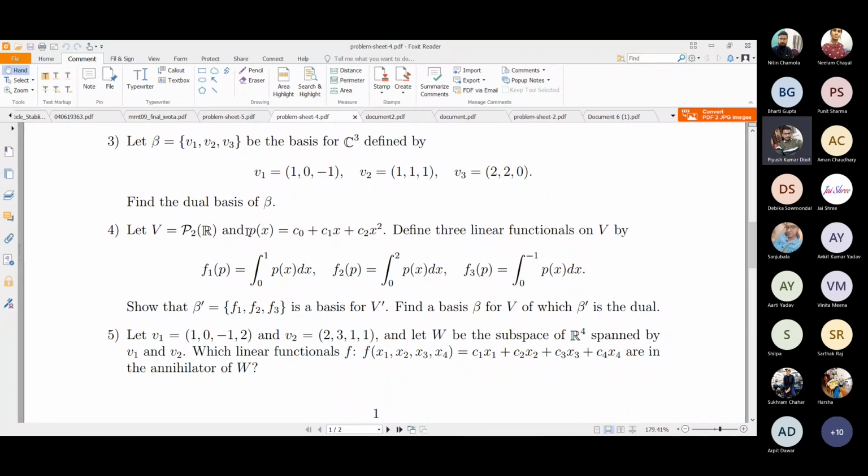Because we know that (x1, x2, x3) is a linear combination of the basis, right? You have to tell at last, you have to tell me 3 vectors of the dual space which form the basis. Okay.